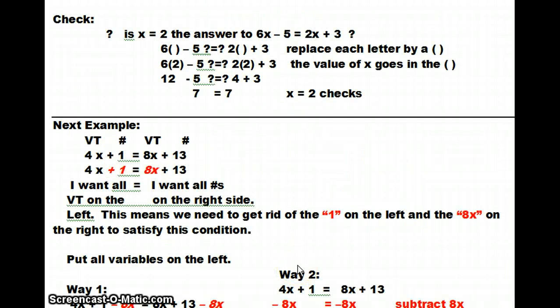Finally, our last step was to go ahead and check our answer. So we want to know if x is equal to 2 is really the answer to our equation. And we do this just like we did for the last couple of weeks. We use substitution. We replace every letter by a set of parentheses. So on the first line you can see where the x got replaced by a parentheses, and then you take the value of x and put it everywhere where you had an x. So there's one there and there's one right here.